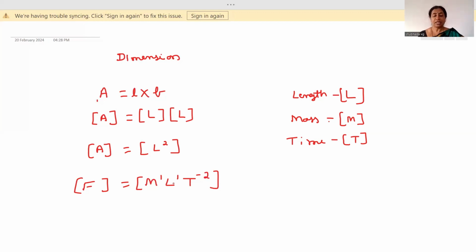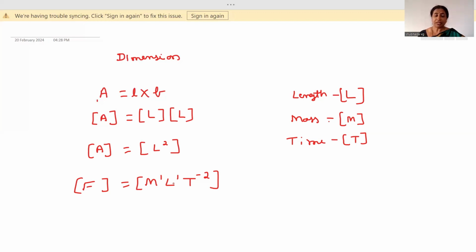So this is what the dimension is, and it has a lot of applications. You can derive an equation using the dimensions, which is called dimensional analysis. You can check whether an equation is correct or wrong. And also you can convert from one system of units to another system. These are all the advantages of dimension, and it has some limitations also.